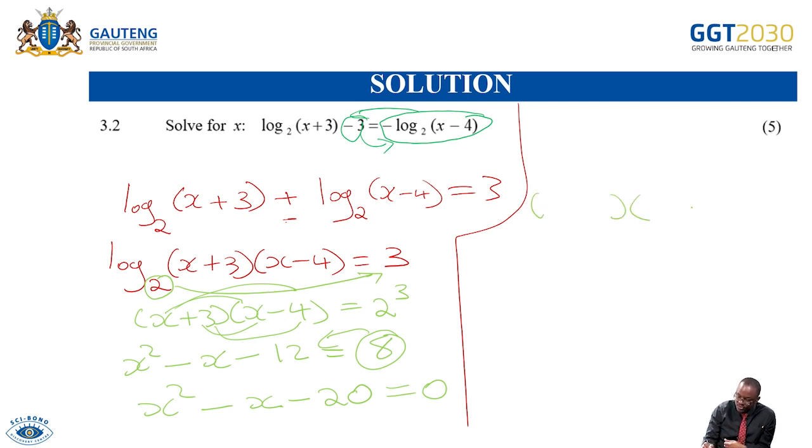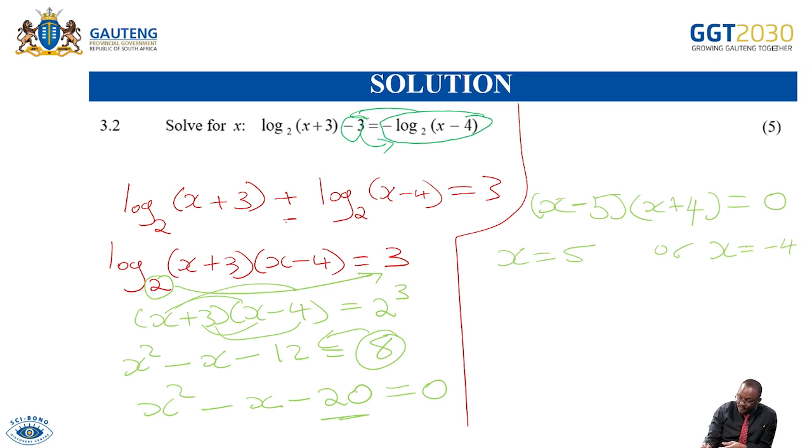If we were to factorize there, let's see. We're going to have x and x. The factors of 20 that can give you 1 are 5 and 4. Then it's going to be negative and positive. So it's going to have x is equal to 5, or x is equal to negative 4.